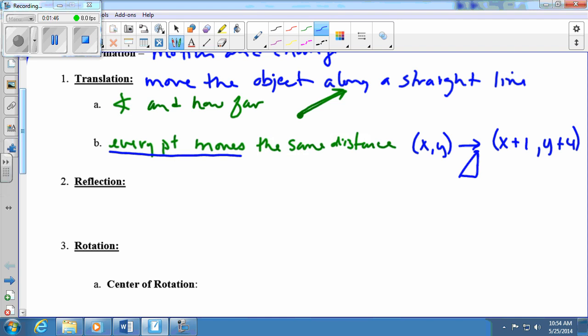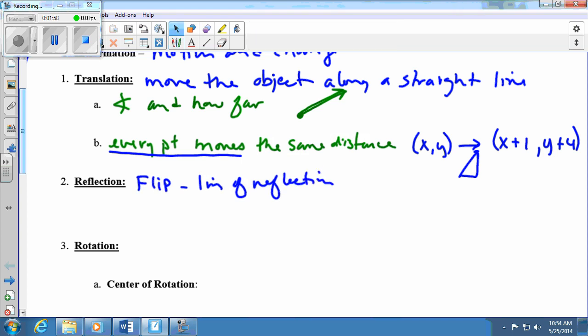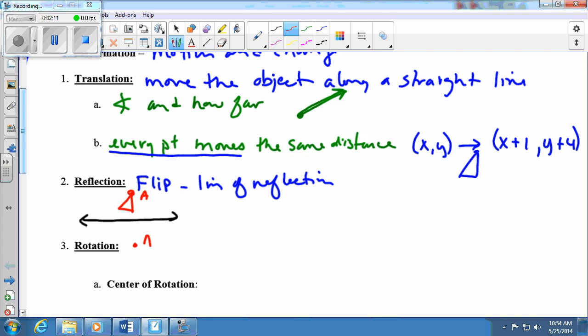In a reflection, we call this a flip. And what we're going to do is flip along a line of reflection. So when we do that, we draw a picture here. Let's suppose this is my line of reflection, and I have a triangle. I'm going to flip that triangle over. So this point gets flipped and turns here. We call that A, and this would be A prime. This might be point B, so this is B prime. So my triangle will again be formed by just folding or flipping over that line.